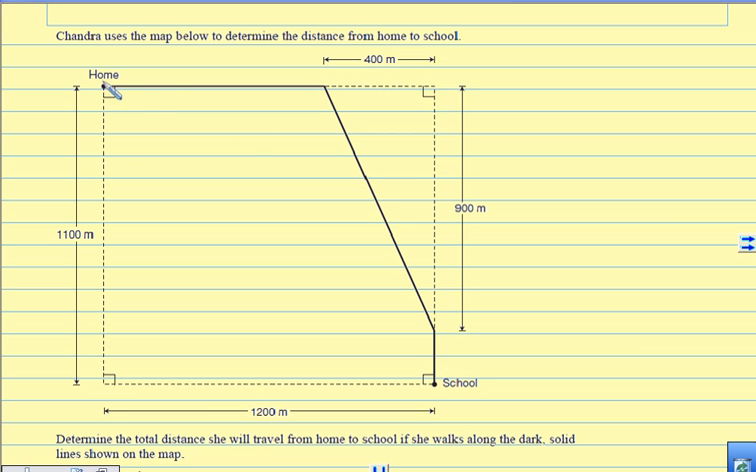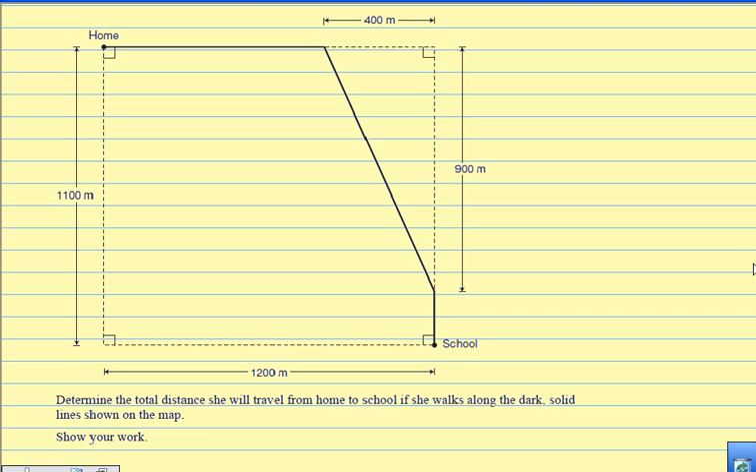Okay, so she goes from home, she walks along the dark line, and gets to school. It says determine the total distance she will travel from home to school if she walks along the dark solid lines shown on the map. So she's going this distance here, to here, to here. Now, determine the total distance. So this is what we're trying to find: the total distance that she travels.